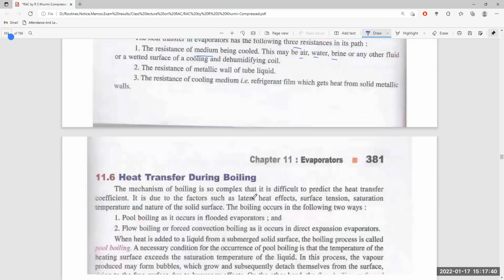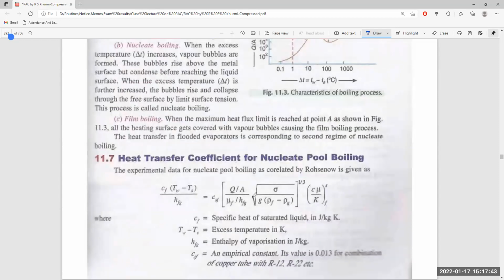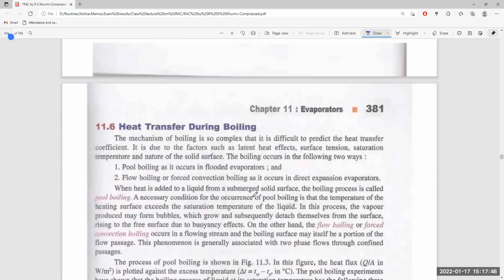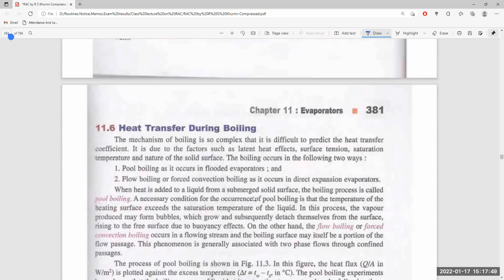Now, heat transfer during boiling. The mechanism of boiling is so complex that it is difficult to predict the heat transfer coefficient. This is due to factors such as latent heat, surface tension, saturation temperature, and the nature of the solid surface.